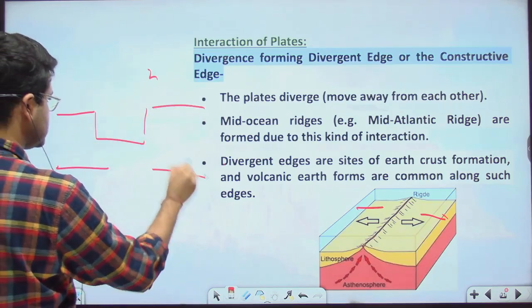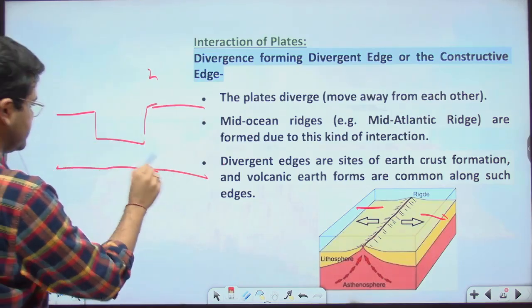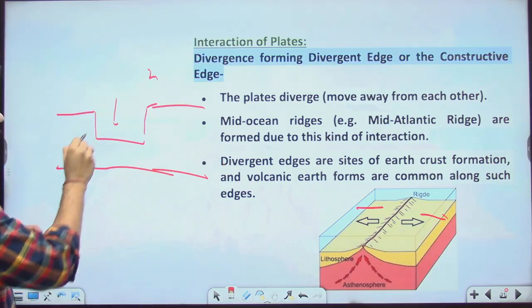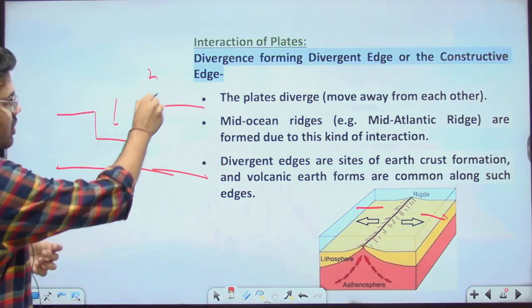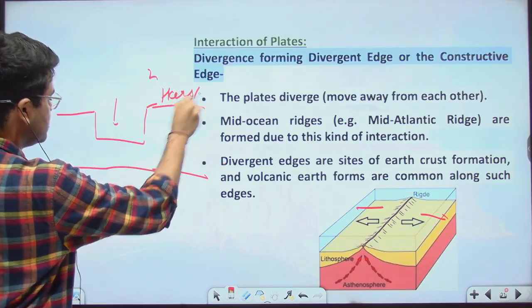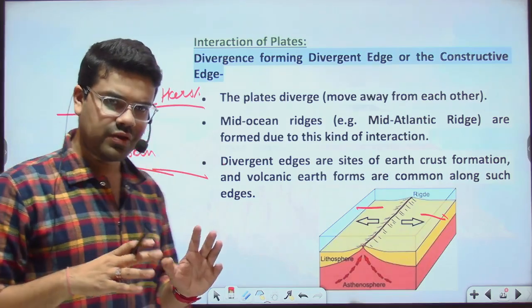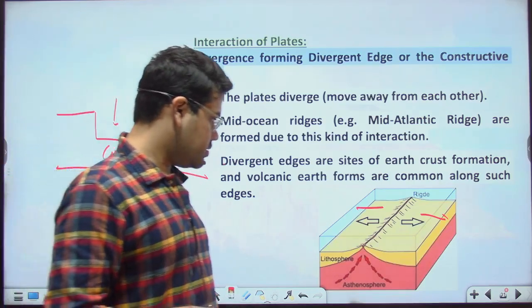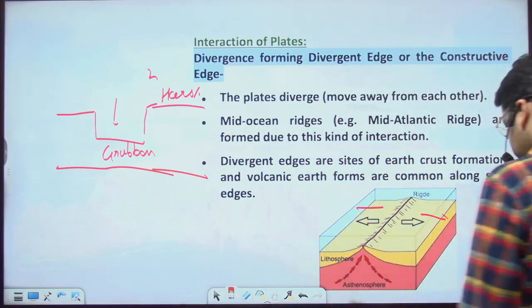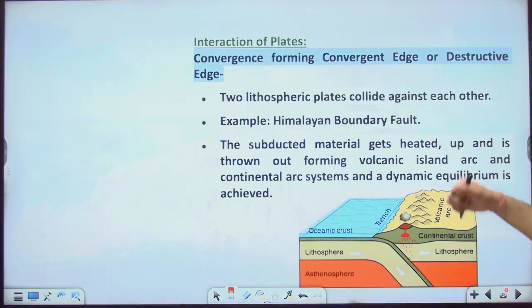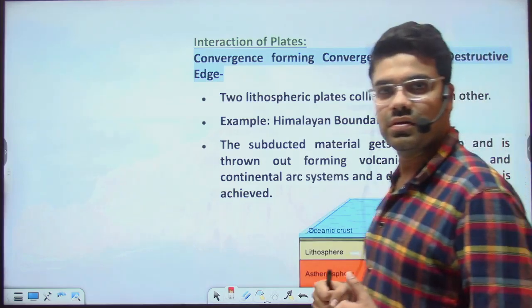These are the blocks. Okay, these are the blocks. The part which subsides down is said to be graben, and the upper part is said to be horst. Okay, the mountains would be dealt in a separate lecture. It is a 1 to 1.5 hours session. The next is convergence of the plates.